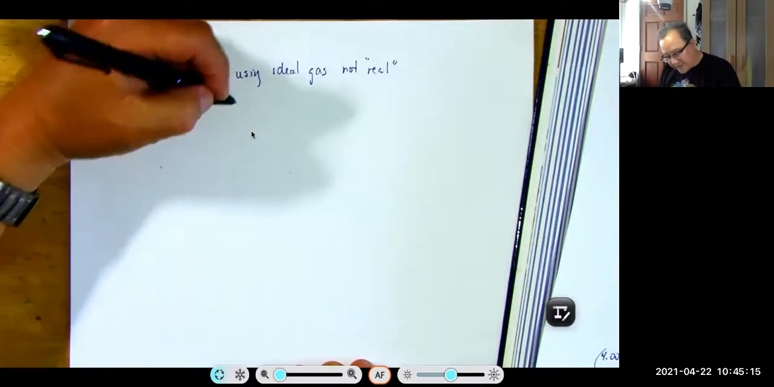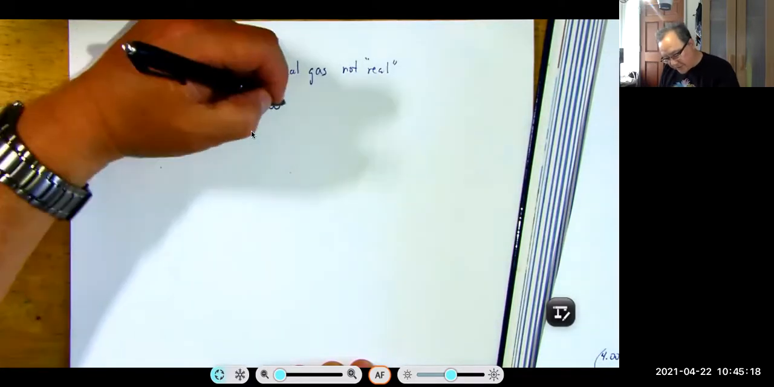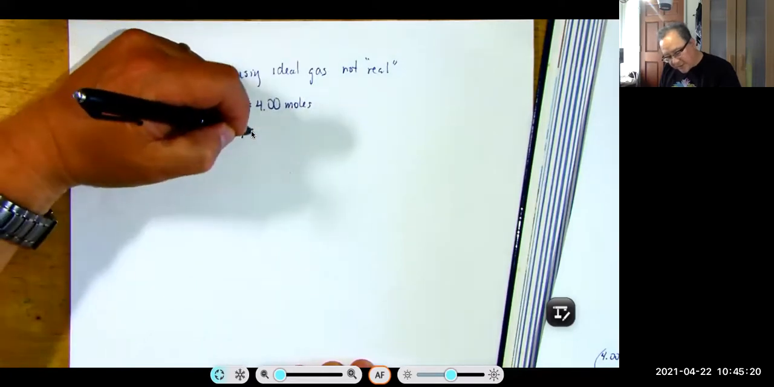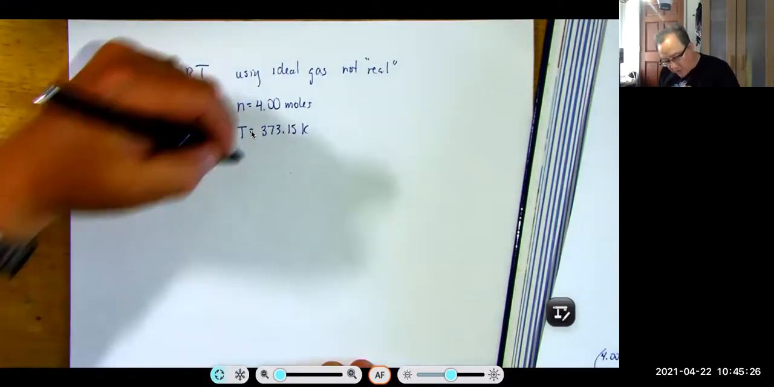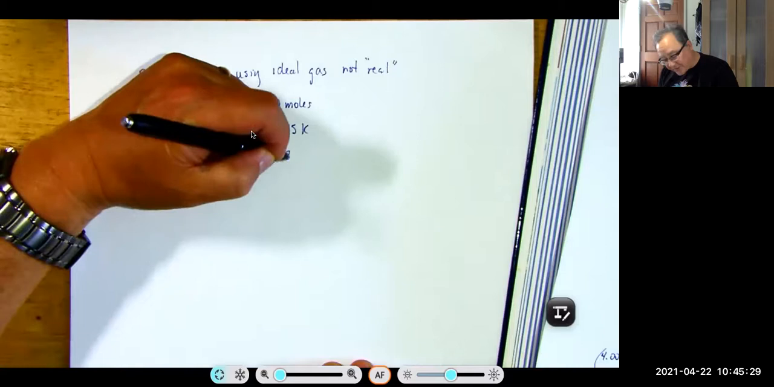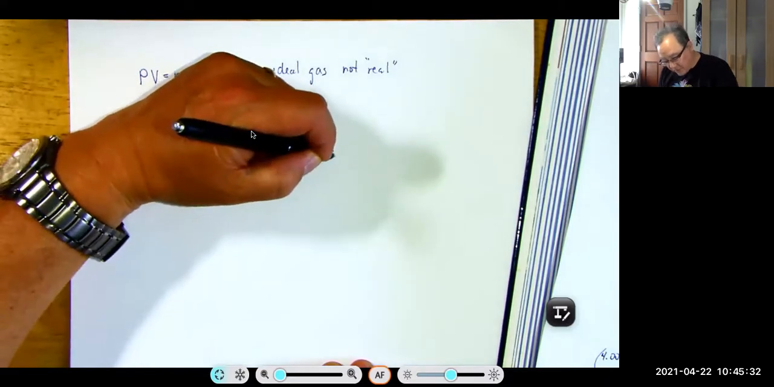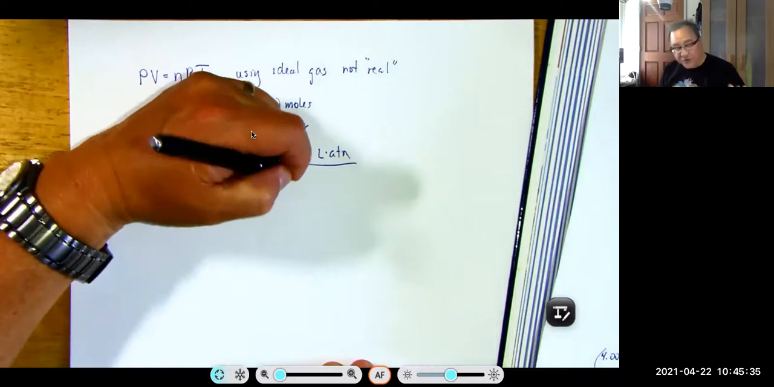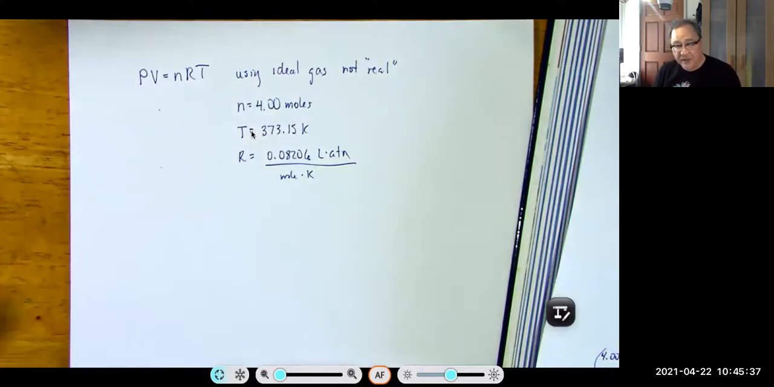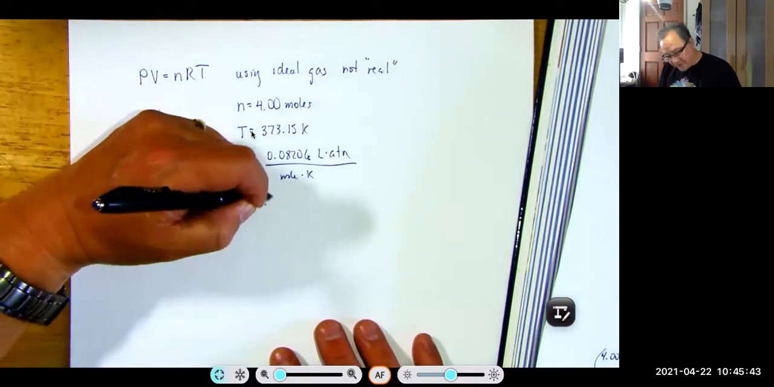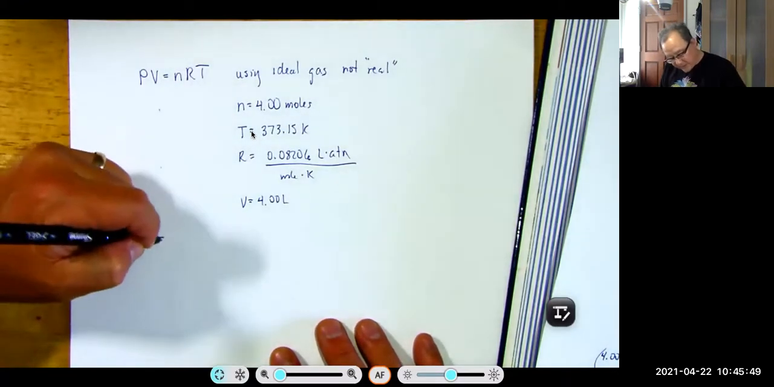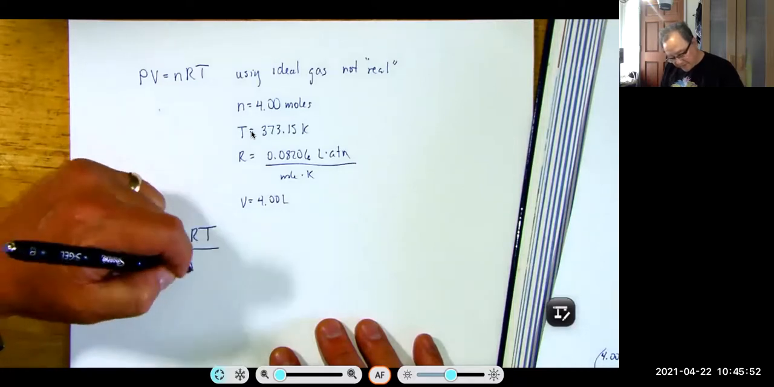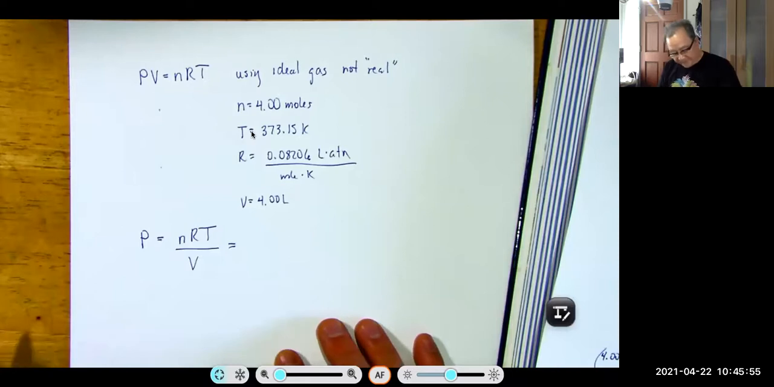Okay, so N is still 4.00 moles. That doesn't change. The temperature is still 373.15 K. That doesn't change. R, we're definitely going to use 0.08206 liters atmospheres per mole K. And the reason we're going to use that R is because we want our answer in atmospheres and we'd like to be able to make the comparison. And the volume was 4.00 liters. So we're going to have P is equal to nRT over V. And let's just put in the values.